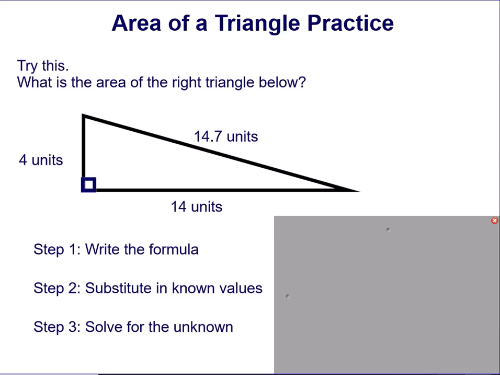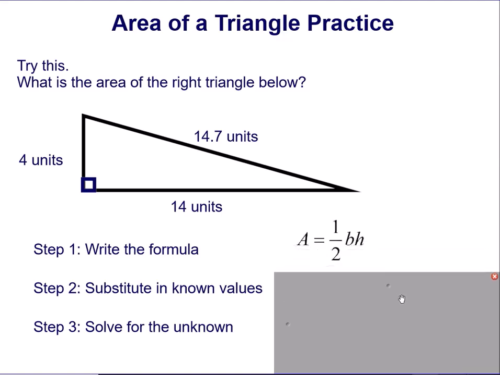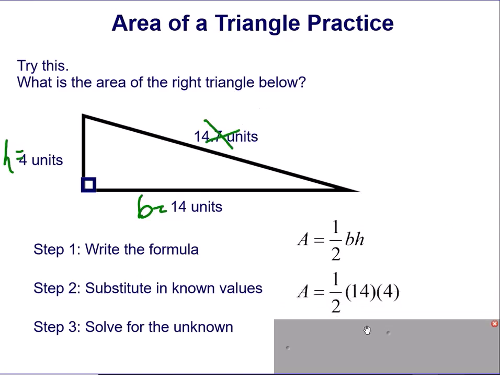What is the area of the right triangle below? Our first step is write the formula. Area equals 1/2 times b times h. I substitute in my known values, and in this triangle, I know that my base is 14 units and my height is 4 units. This information is not needed for this problem. So I substitute in, I get 1/2 times 14 times 4, and when I multiply that out, I get 28 units squared.